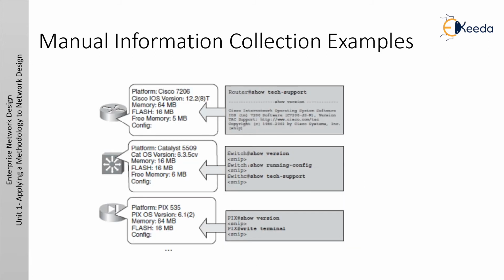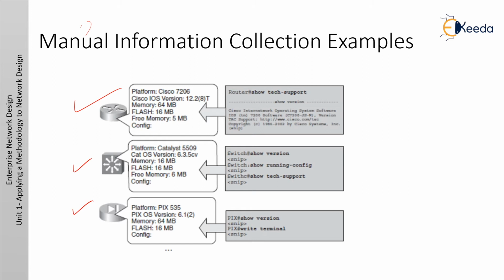Manual information collection example. The auditing process can be performed manually on a relatively small network using various monitoring commands. This figure shows three different types of network devices, the information to be collected, and the commands that can be used to obtain the information. The first device is the router, the second is switches, and the third one is Cisco Secure PIX security.